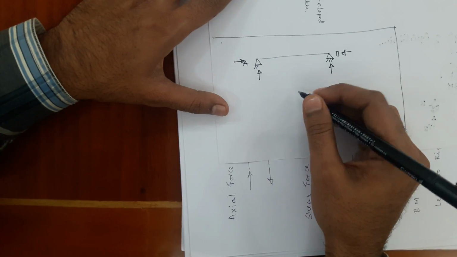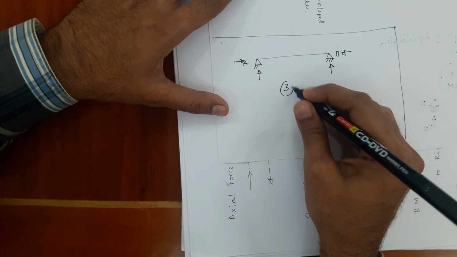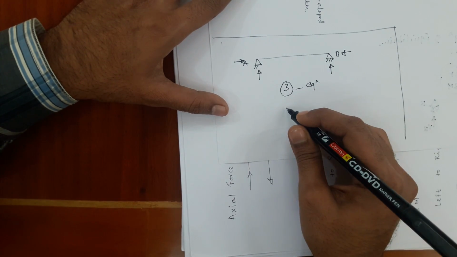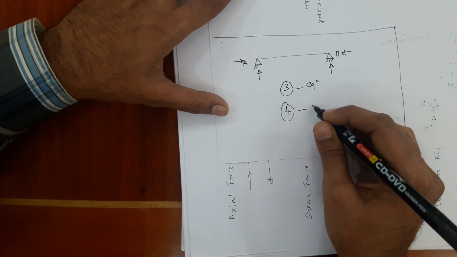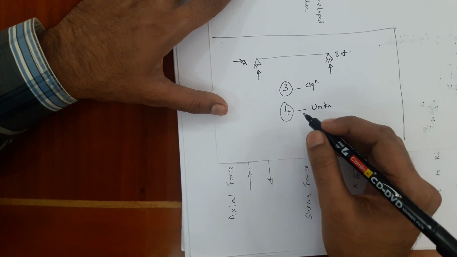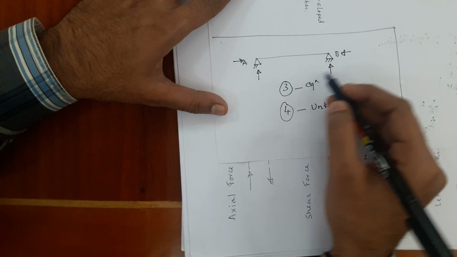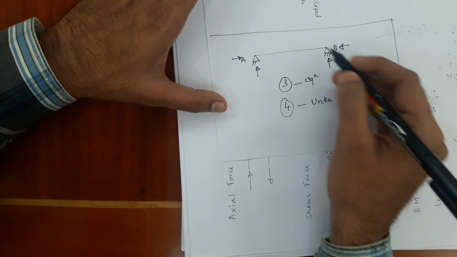So how many equations of equilibrium do you have? You have three equations of equilibrium. And how many unknowns do you have here? You have four unknowns. So you cannot solve four unknowns by using three equations. So this structure is known as statically indeterminate structure.